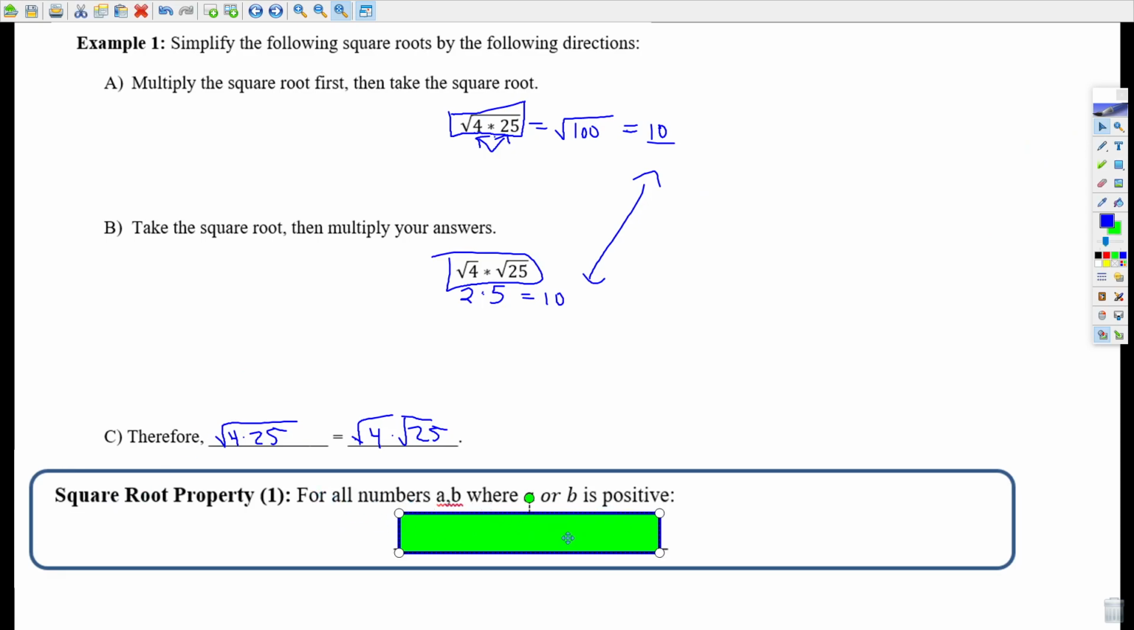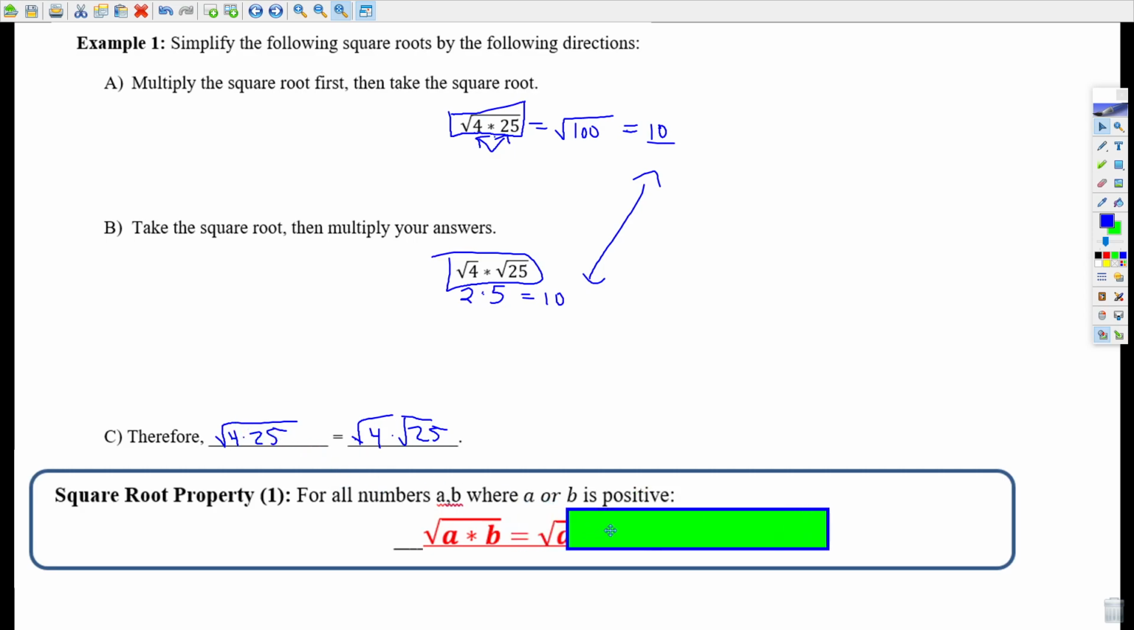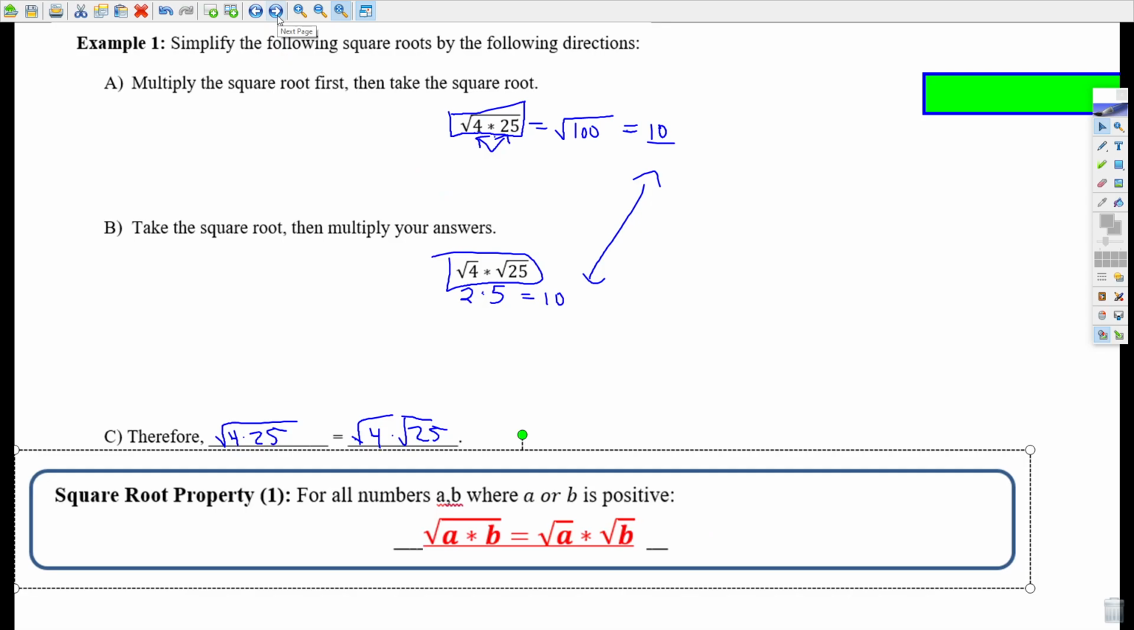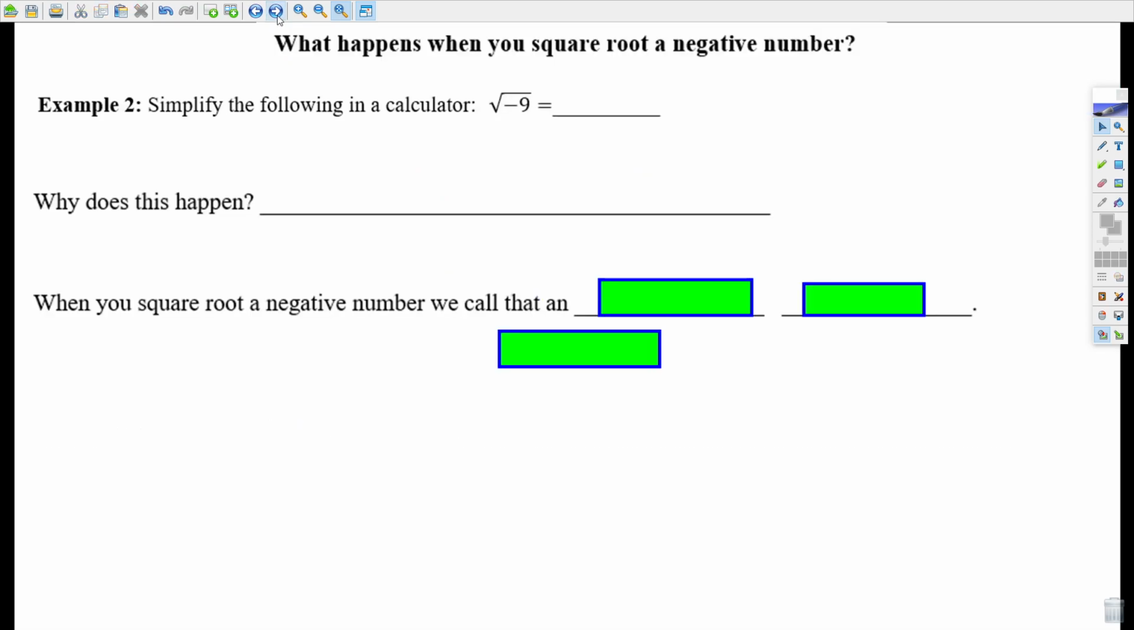For all numbers a and b, where a or b is positive, if we have the square root of a times b, what can we do then? Just like we had over here, we can break it apart into the square root of a times the square root of b. Now you can only do that if you have multiplication between these two things. Addition does not work that way, neither does subtraction. So this is the property we're looking at. If we have two things being multiplied together, we're allowed to separate into two square roots. So we'll be talking about this in a little bit, and we'll get back to it.